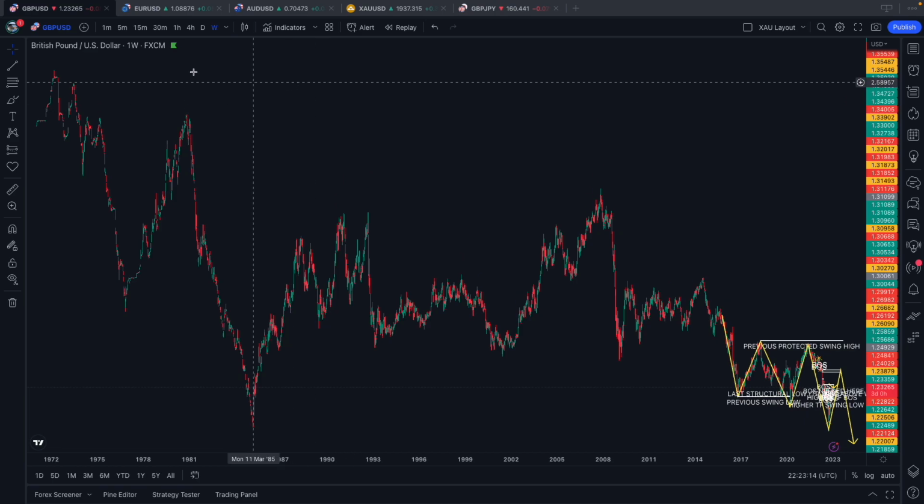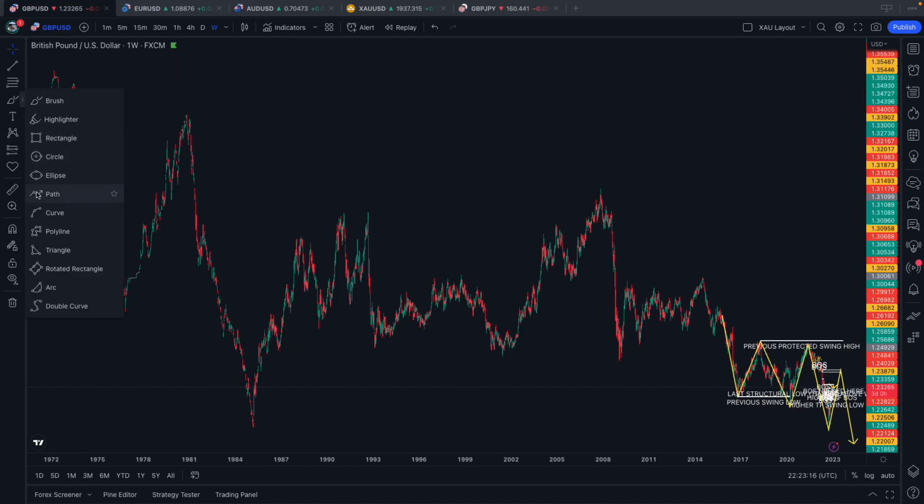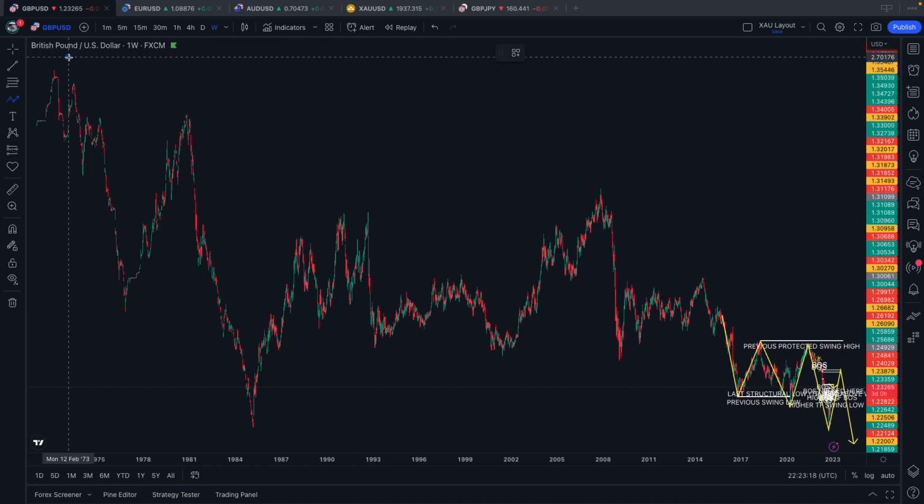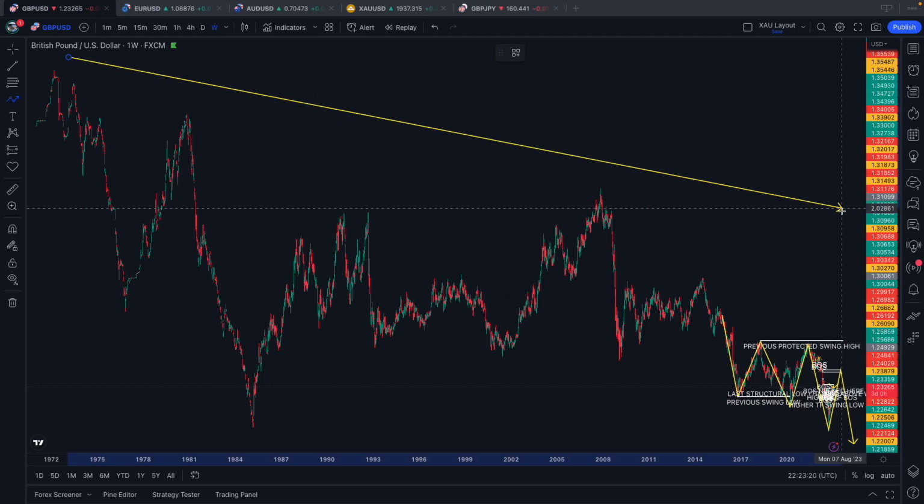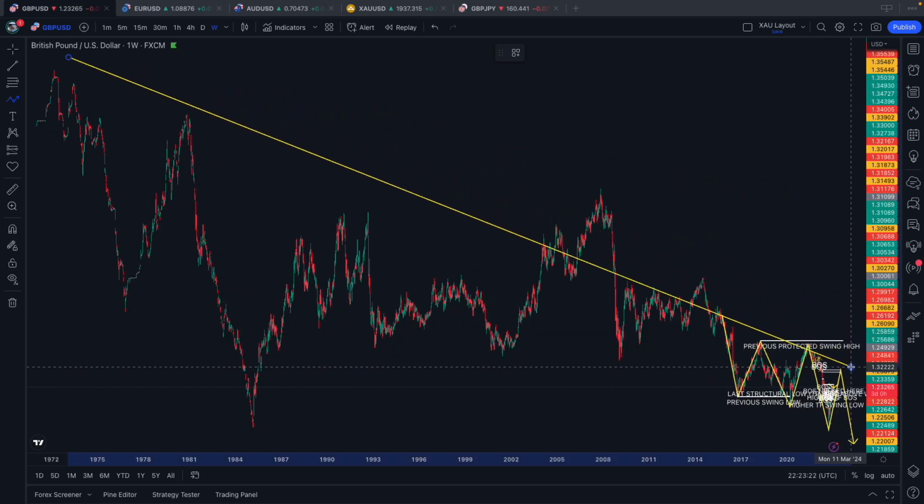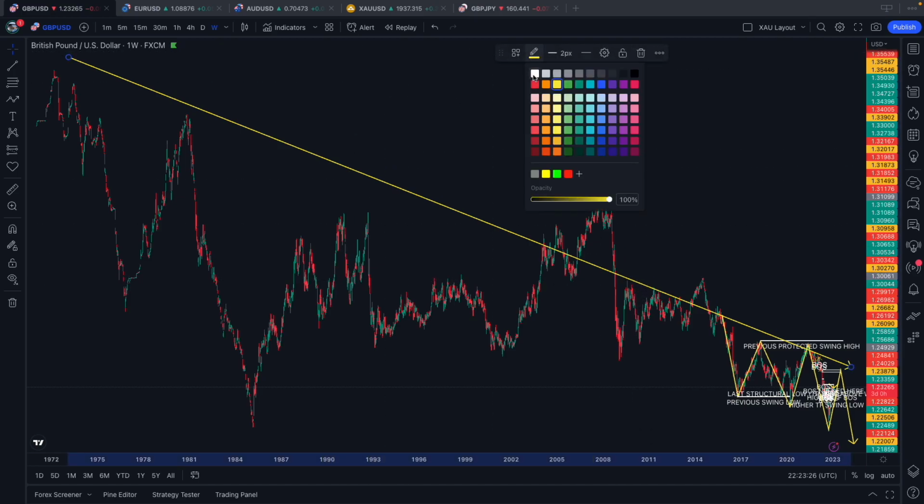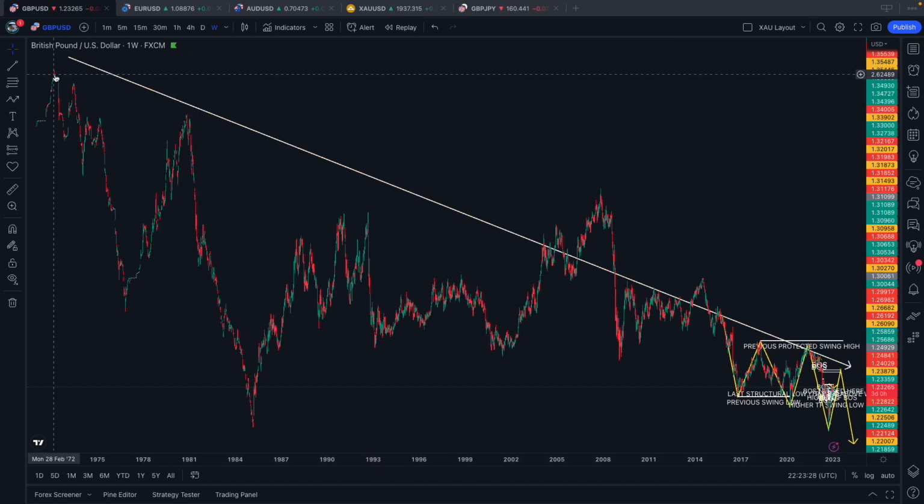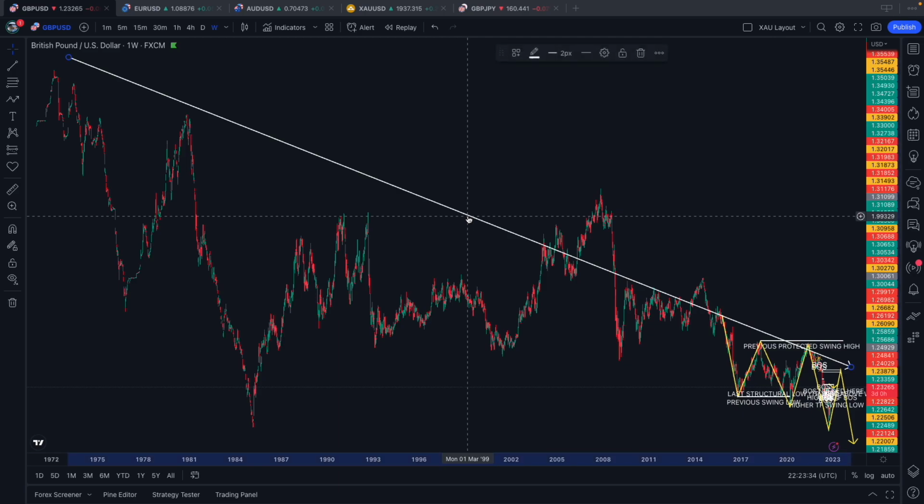The simplest way of looking at it, and of understanding which way we should trade, is looking at where price started and where price currently is. As we can see, from this path tool that I've drawn out, price started up here and price evidently is down here. So we know that this is a bearish market, okay?